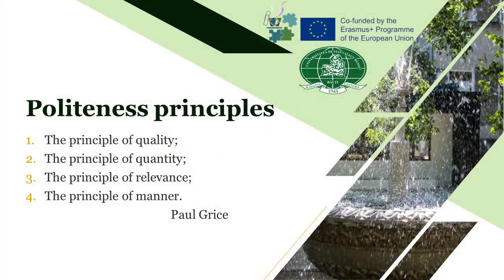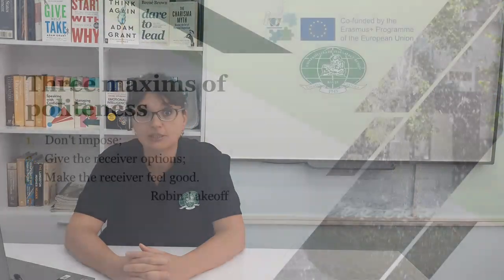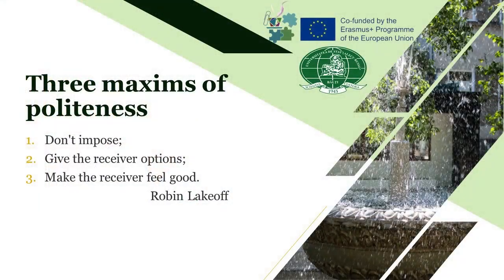Another sure way to avoid communication failure is to follow the politeness principles as defined by Paul Grice, which means that the communicator should follow the principles of quality, that is, to be true, quantity, to be brief, relevance, to be relevant, and manner, that is, to be perspicuous. Finally, good communicators should follow the rules formulated by Robin Lakoff and keep in mind that during their interaction they should not impose, instead they should give options and make their addressees feel good.